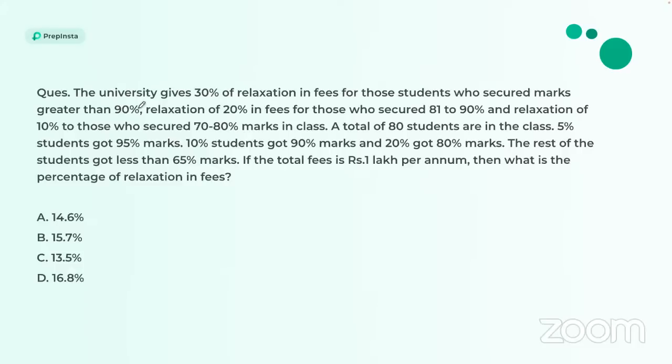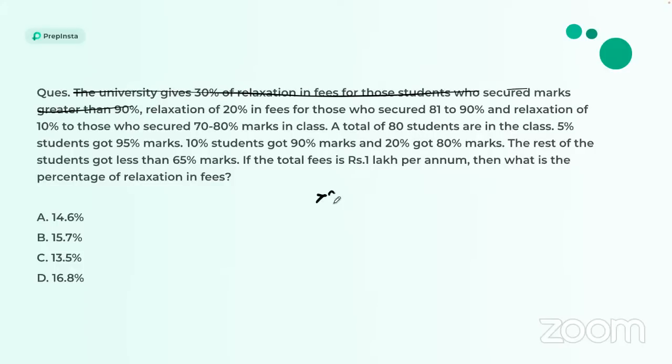Just look into the next problem. The university gives 30% of relaxation fee for those students who secured marks greater than 90. So in quantitative aptitude, when you see the largest or lengthy questions, always break down the question into simple rough work so that you can quickly start solving the problem. Don't waste your time reading the data two or three times. When I read the data, I will never come back to this.